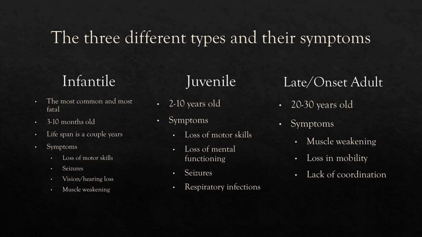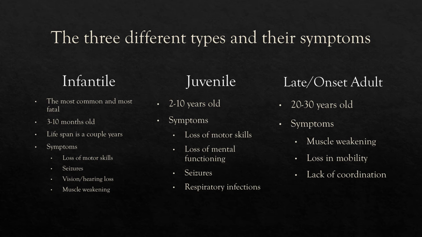Okay, there are three different types of Tay Sachs disease. They are infantile, juvenile, and late onset adult. Each of these depend on when the person is diagnosed with Tay Sachs disease. The most common and fatal one being infantile. This usually ranges from 3 to 10 months old, and the lifespan is only a couple years.